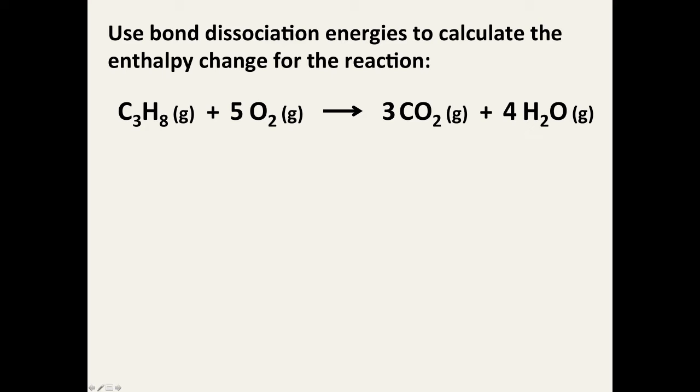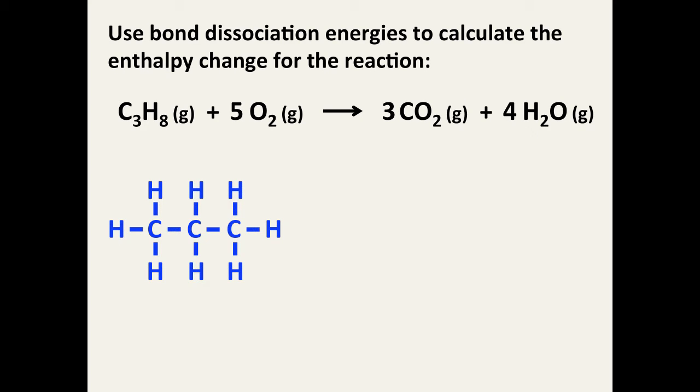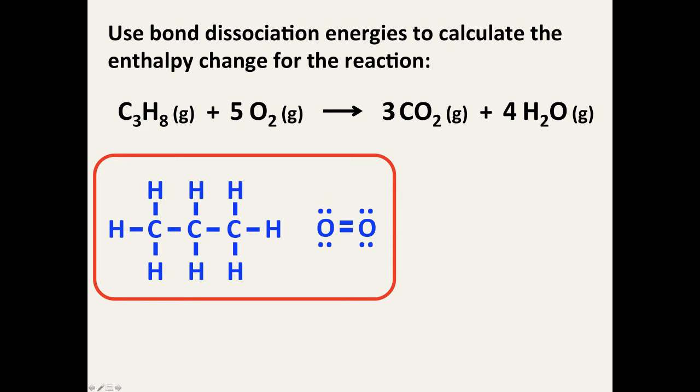And to be able to use bond dissociation energies to calculate the enthalpy change for a reaction, we first need to know what bonds are broken and what bonds are formed, so we need to draw the Lewis dot structures. Propane, C3H8, would have this Lewis dot structure. Oxygen has this Lewis dot structure, a double bond between the two O's. Note there are 5 oxygens on the left side of this equation, and those are our reactants.